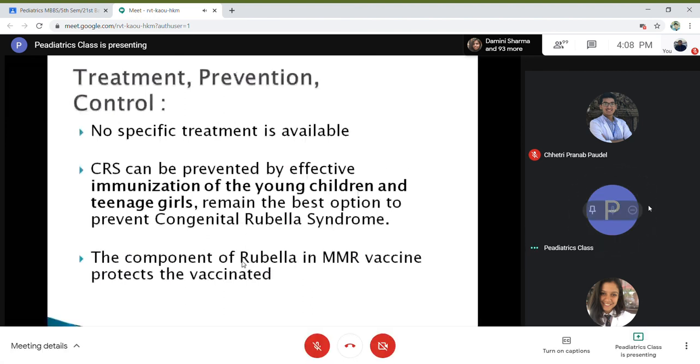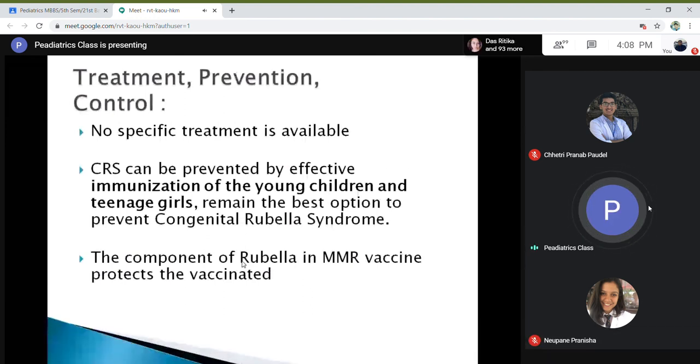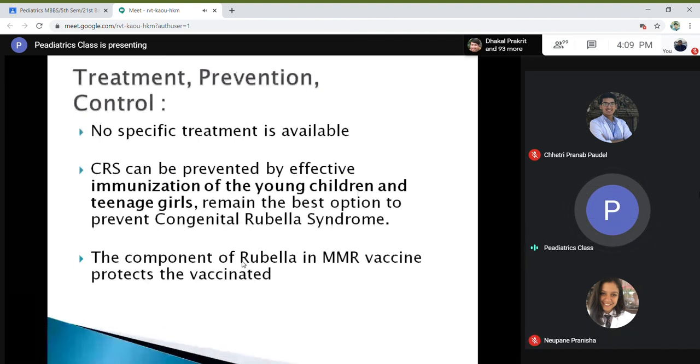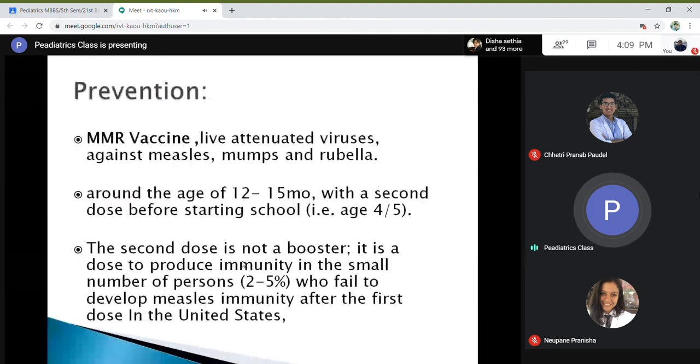I mean, the component of rubella, we don't have MMR, we have MR. So the vaccine can be given, MR. Prevention is the MMR vaccine, a live attenuated vaccine against measles, mumps, and rubella.